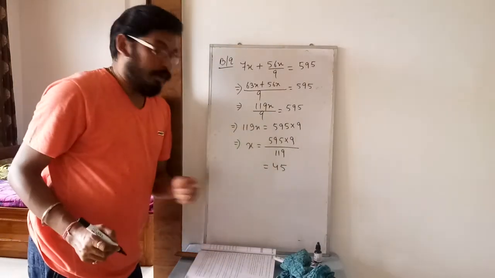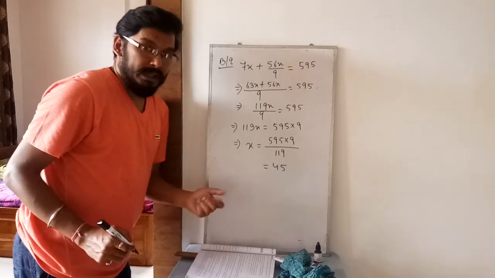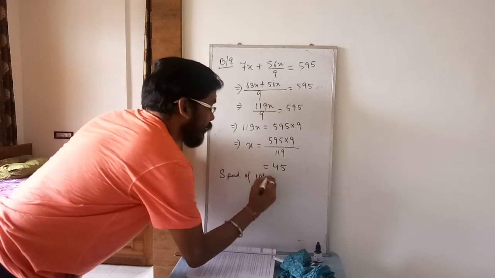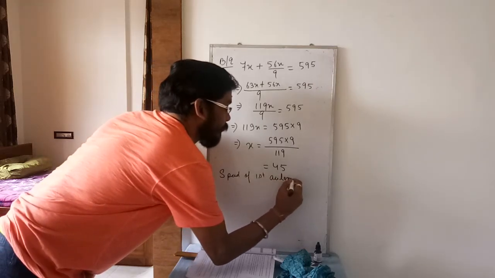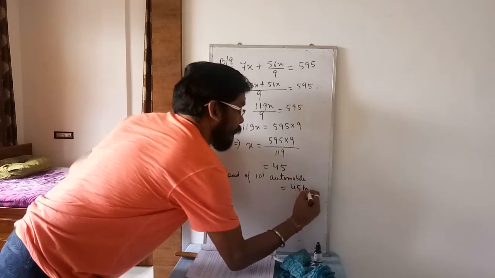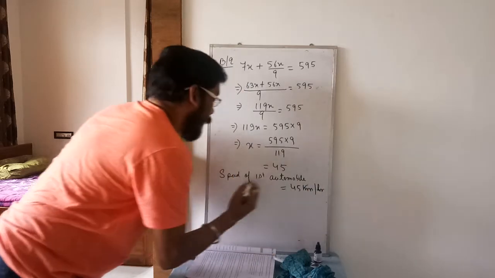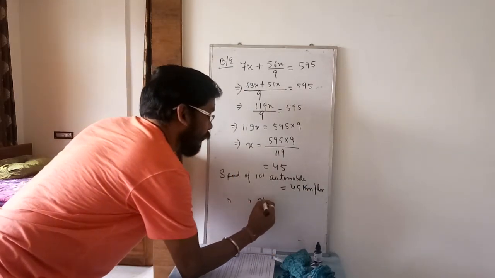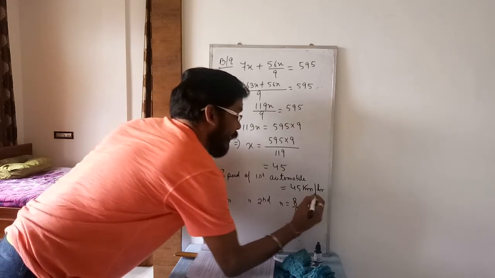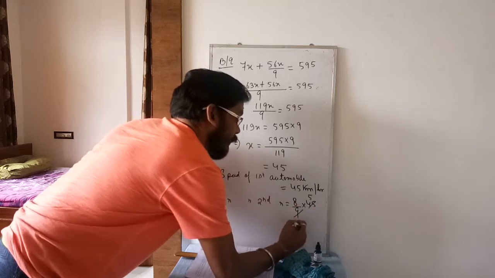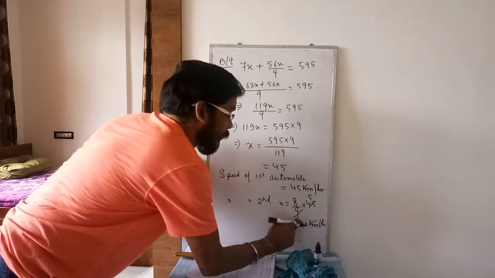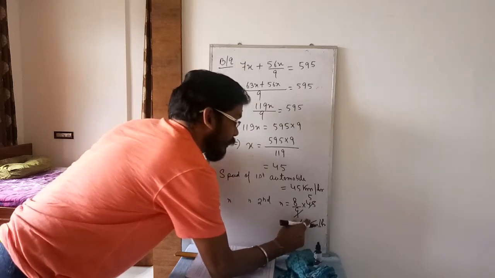So the speed of the first automobile is 45, and the second one I will also find out. Speed of first automobile equal to, it was x, so 45 kilometer per hour. Again, speed of second automobile, it is 8 by 9x, 8 by 9 into 45, which is 40 kilometer per hour. So it is 40 kilometer per hour.